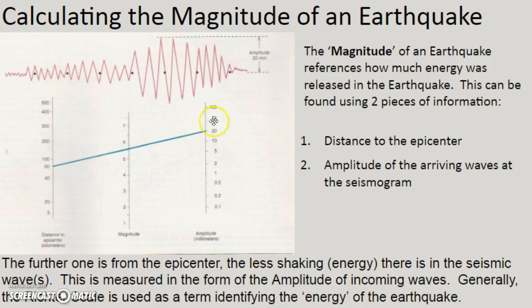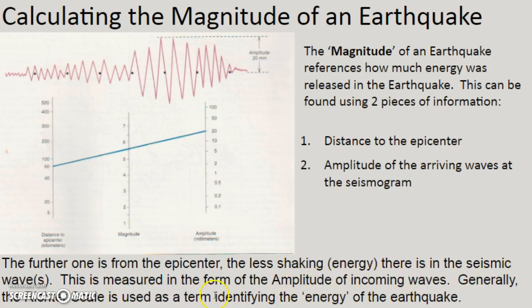So in your binder, you're going to find a pictorial like this. We're going to be calculating the magnitude of earthquakes. So the magnitude of an earthquake references how much energy was released during the earthquake. This can be found using two pieces of information: the distance from the epicenter, here, your far left vertical column, and the amplitude of the arriving waves of the seismogram, here. The further one is from the epicenter, the less shaking, the less energy there is in the seismic waves that are arriving. This is measured in the form of the amplitude of the incoming waves.